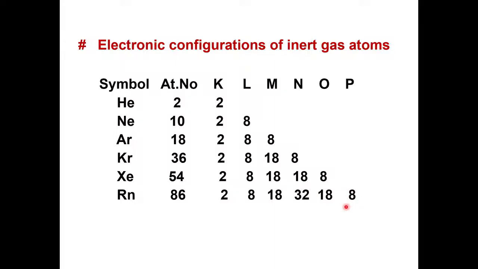Xenon will have 2, 8, 18, 18 and 8, and radon will have 2, 8, 18, 32, 18 and 8. So, you can see that the last orbit in all these elements contains 8 electrons, that is the rule of 8. And then the maximum number of electrons can be 32, and the minimum is 2.